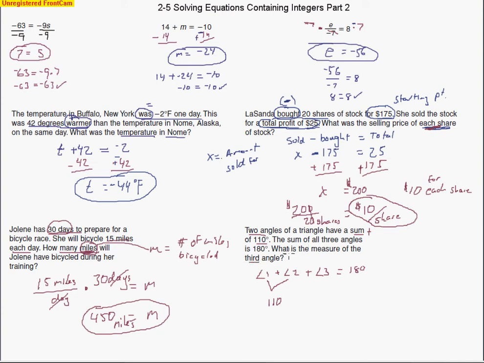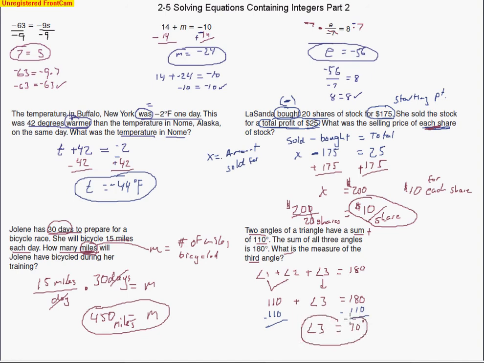Alright, so let's go ahead and ask for what is the third angle. That's what they're asking for. They want to know this angle right here. Well, I know the first two add to make 110, so I'll just bring down my angle 3 here, equals 180. So from this point, all I'm going to do is do an opposite operation. I'm going to subtract that 110 from both sides. And that gives me that my angle 3 equals 70 degrees.